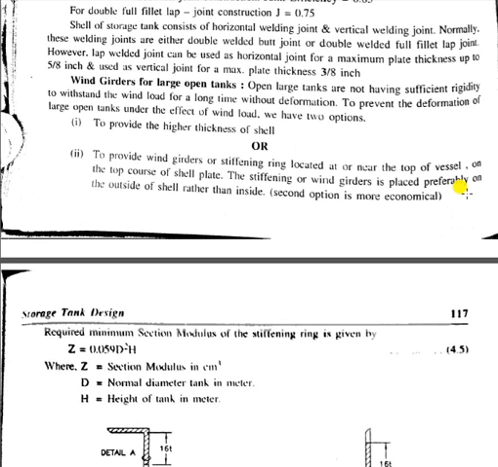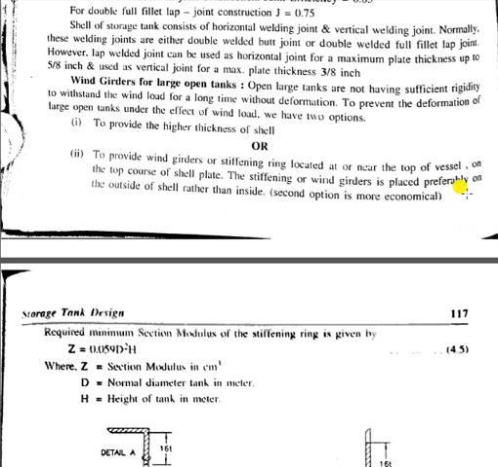You have seen in photographs of industrial storage tanks that there is an outer ring. This ring is nothing but the wind girder for large open tanks, for supporting wind loads. Open tanks do not have sufficient rigidity to withstand the wind load over a long time without deformation.